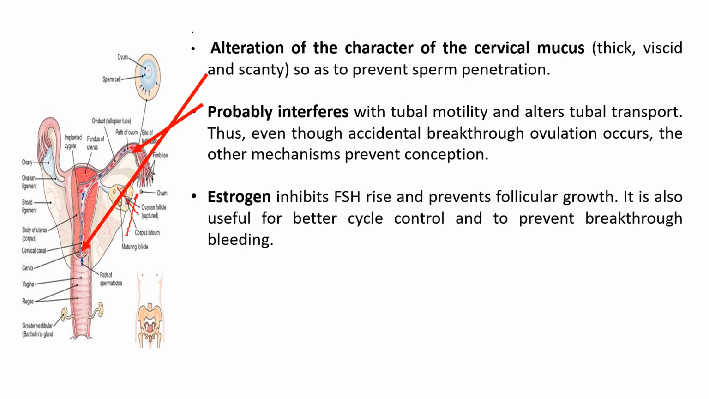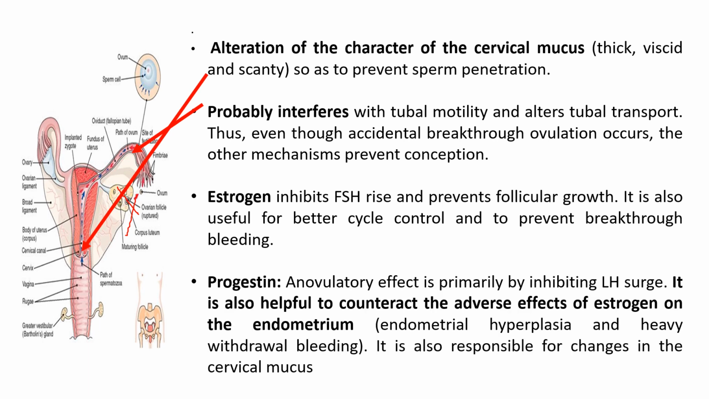Now, estrogen inhibits the FSH rise and prevents follicular growth. It is also useful for better cycle control and to prevent breakthrough bleeding. The progestin's anti-ovulatory effect is primarily by inhibiting the LH surge. It is also helpful to counteract the adverse effects of estrogen.